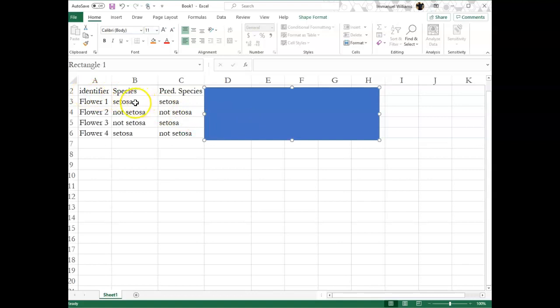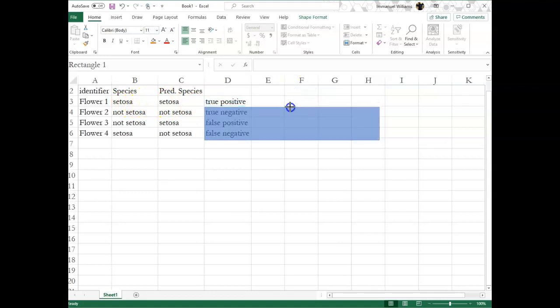So when it predicts setosa correctly, that's a true positive. It's true because it's correct, and it's positive because it's what we were looking for. It's looking for setosa. However, if it says not setosa, this is going to be a true negative because it's correct, but it's also not what we're looking for. So we correctly identified not what we're looking for. So this is a true negative.